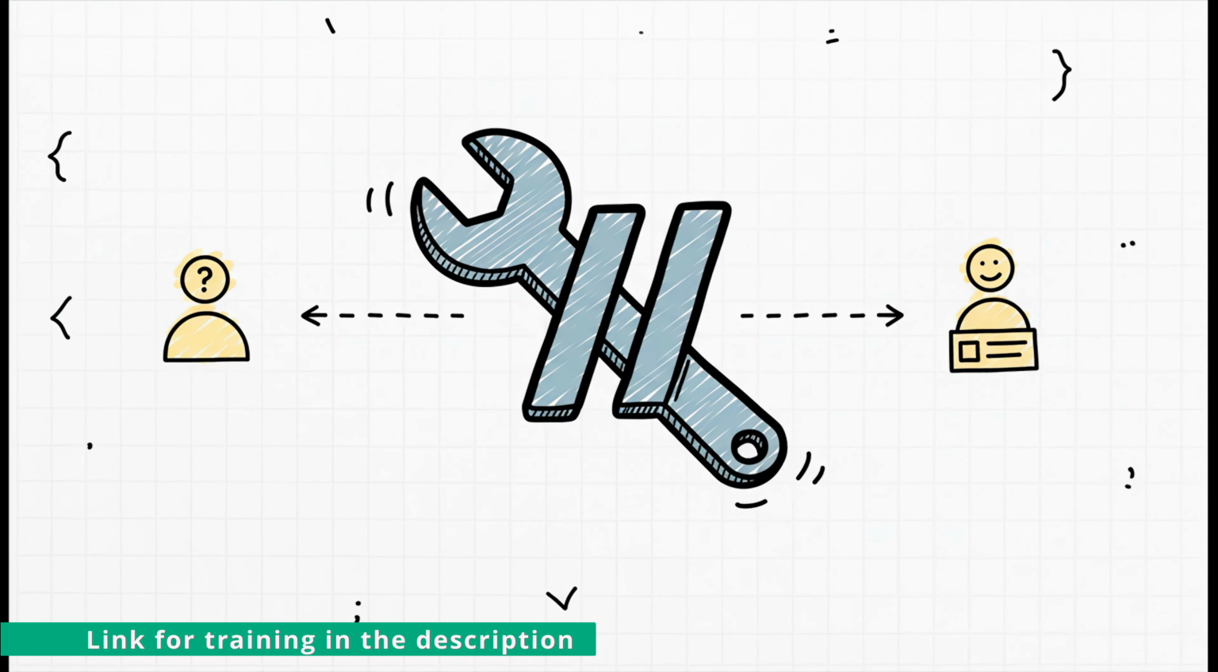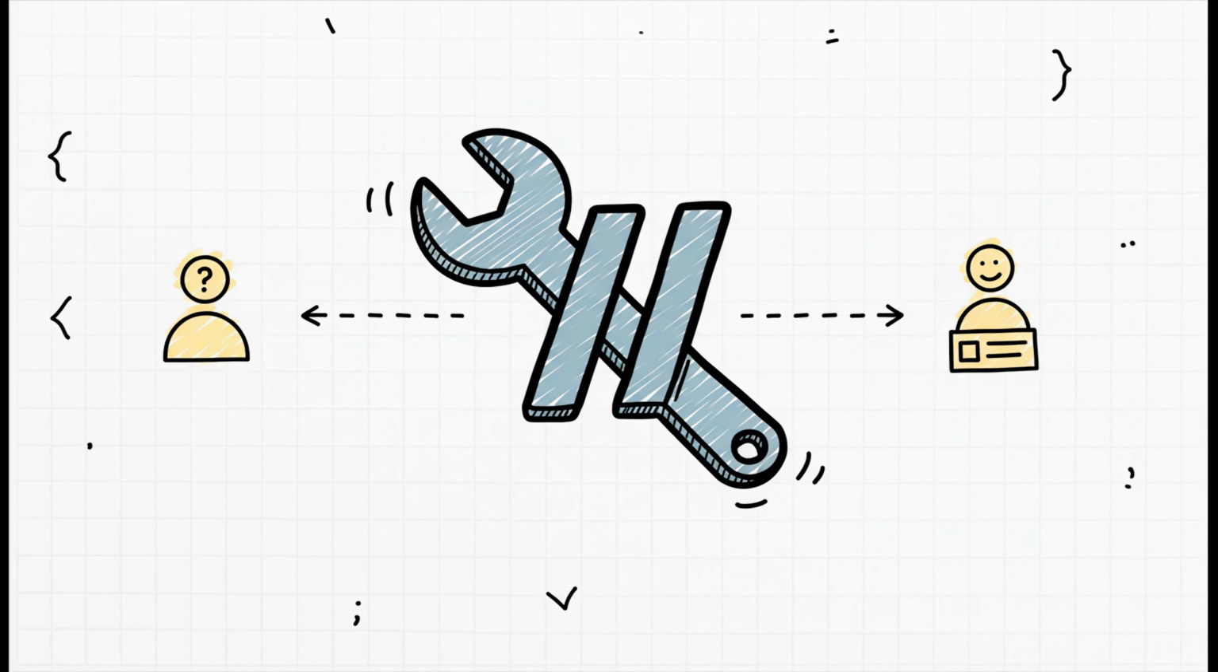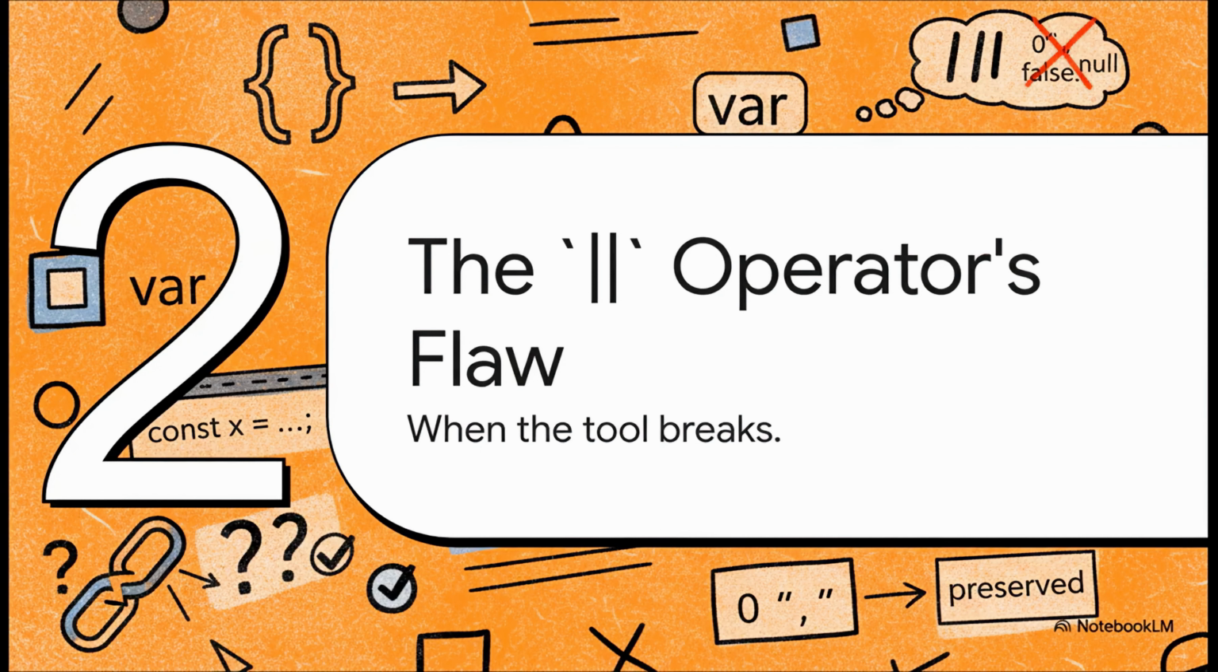And here it is. You've probably seen this a million times, the logical OR operator, those two vertical bars. For a long, long time, this was the go-to. It's short, it looks clean, and it seems to work perfectly. If the name variable is empty, you get anonymous. Easy peasy, right? Well, not so fast.